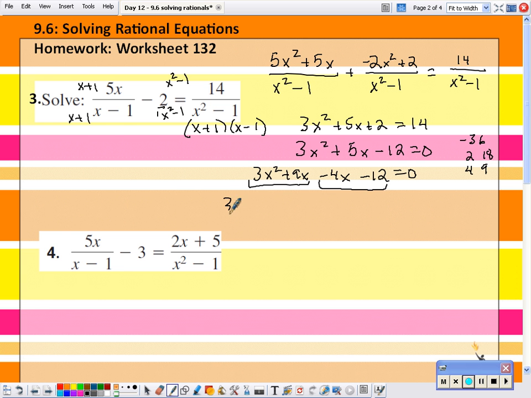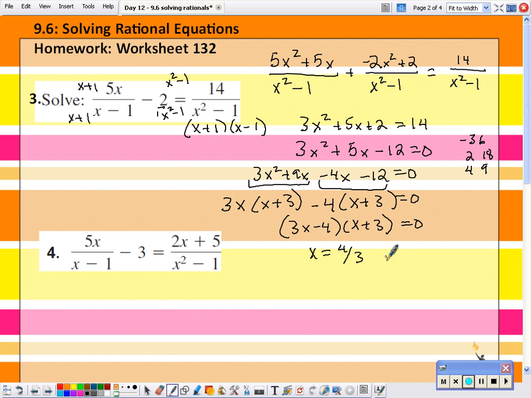take out 3x, x plus 3, take out negative 4, and we've got x plus 3. Now we're going to have 3x minus 4 times x plus 3 equals 0. And we are left with the solutions of 4 thirds and negative 3, both of which work, because the only things that would not work here would be negative 1 or positive 1. So both solutions work.